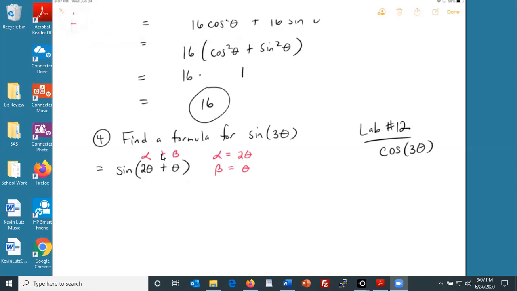So now I'm going to use the sine of alpha plus beta. So remember, that was the sine of alpha cosine beta plus cosine alpha sine beta. So now for each alpha, put a 2 theta. So we get the sine of 2 theta. Cosine of beta is regular old theta. Plus the cosine of alpha, which is 2 theta, times the sine of beta, which is regular old theta.